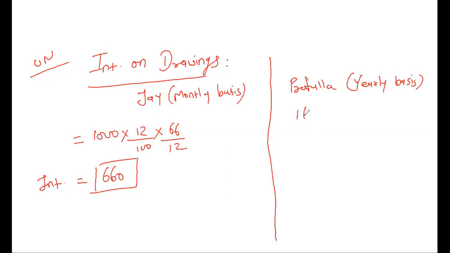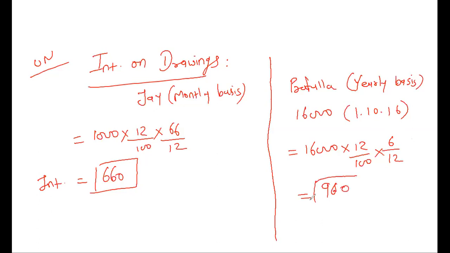Now, Prafulla withdrawal total 16,000 on 1/10/16. Am I right? Clear this information? Write this information. Yes sir. Very good. So, interest on drawing is equal to total 16,000 at 12%. For how many months? 1/10 till 31st March 17. So for 6 months. For 6 months, it would be how much? Please calculate. 960. This is the interest on drawings of Prafulla. I hope it is clear. Please write it down.